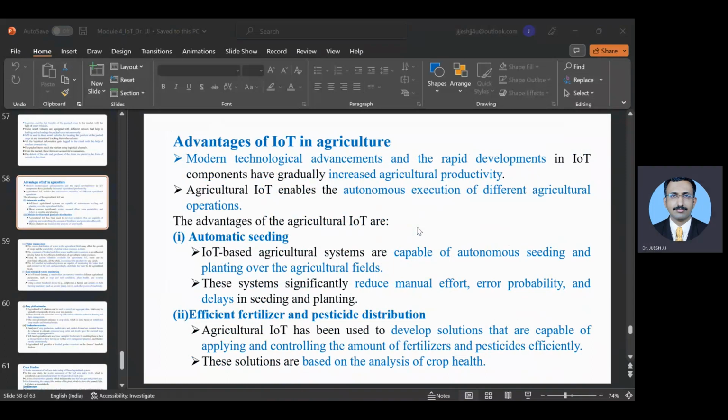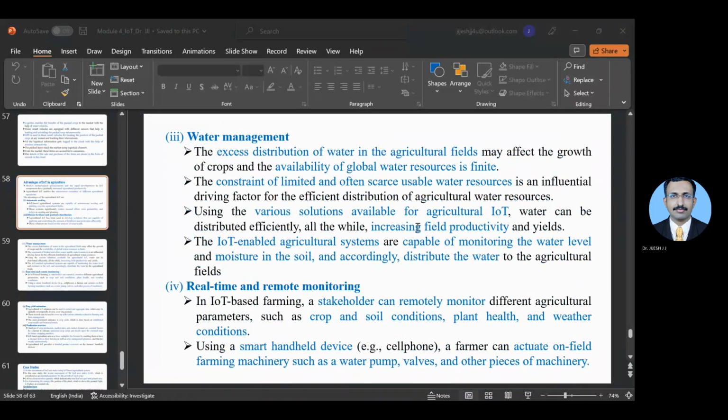Okay, fine. We will see the next advantage. So, what are the next advantages we will see? The next one is water management. So, what do you understand by water management?